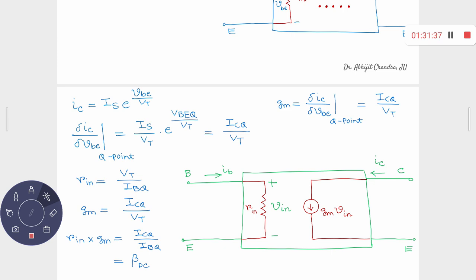Right. So what do you find? If you have some fluctuation in the base emitter voltage, between these two terminals, then ultimately it leads to some change in the collector current. So this collector current manifests itself as a current which varies in accordance with the base emitter voltage which is applied over there.